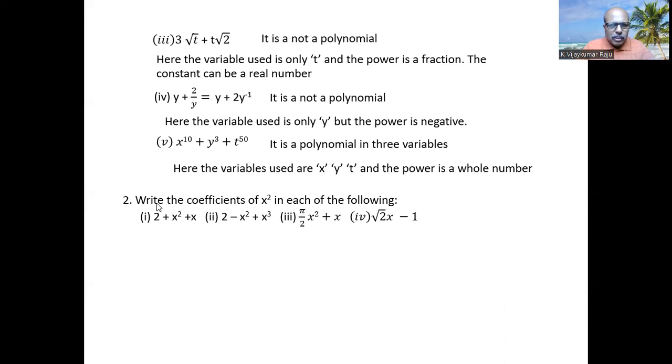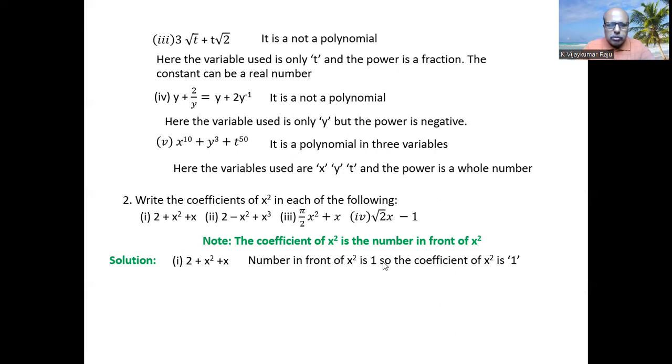Now question number 2. Write the coefficient of x square in each of the following. Now what is it? Coefficient of x square. Here notice, coefficient of x square is the number in front of x square. Let's take the first one. Here, if this is x square, there is no number in front of it. If there is no number in front of it, you have to take it as 1. That means the coefficient of x square is 1.